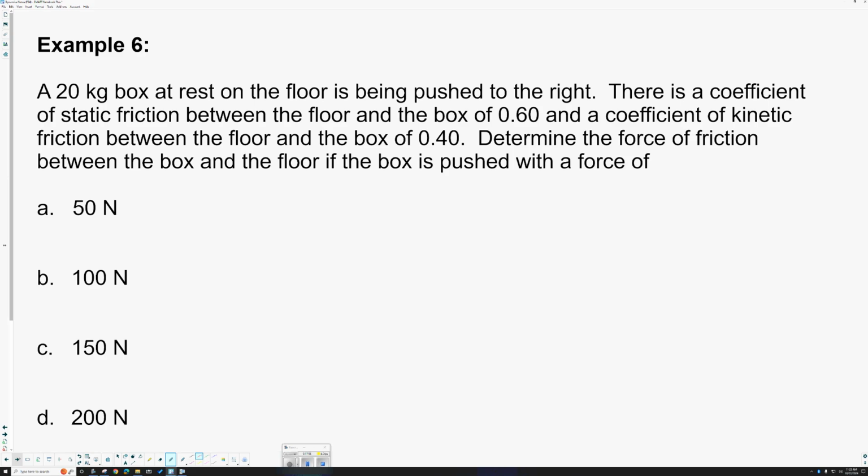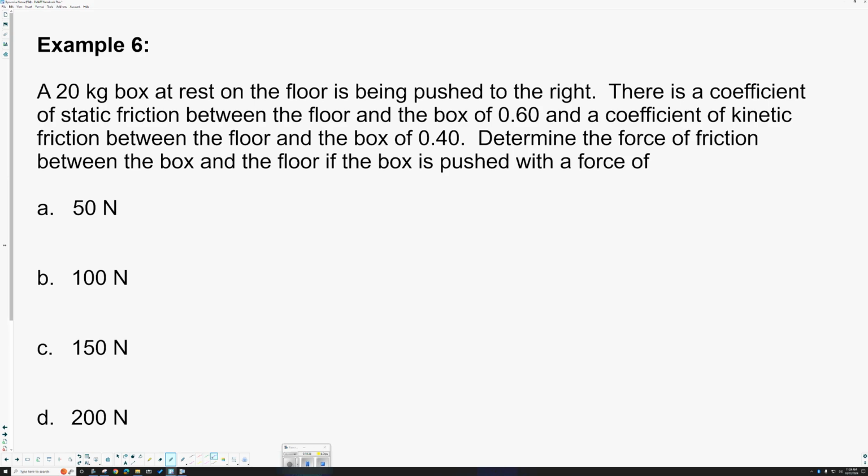Here's the thing. We're not told if it's moving or not. How do we find out if it moves? Any idea here? This is a tough question. We have to know what type of friction we have in order to know how to calculate it, right? How do we find out what type of friction we have?